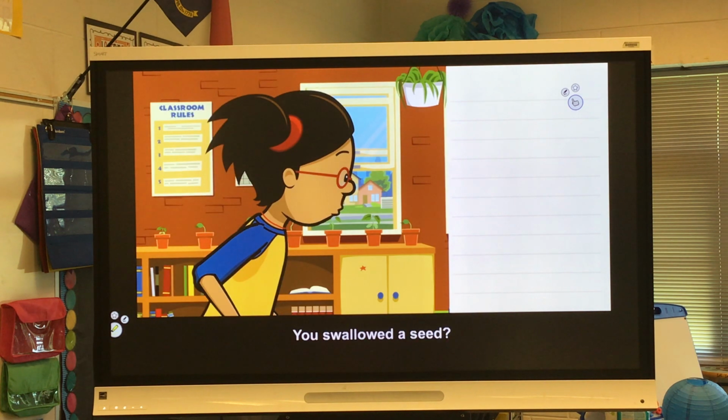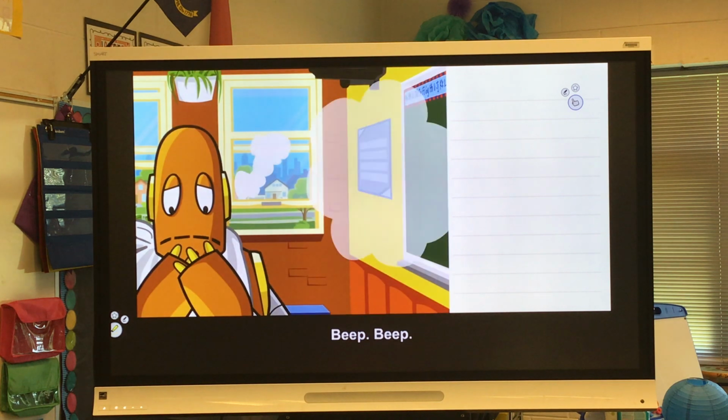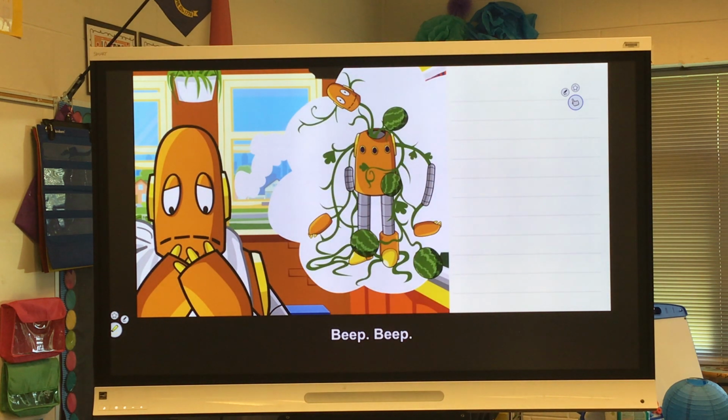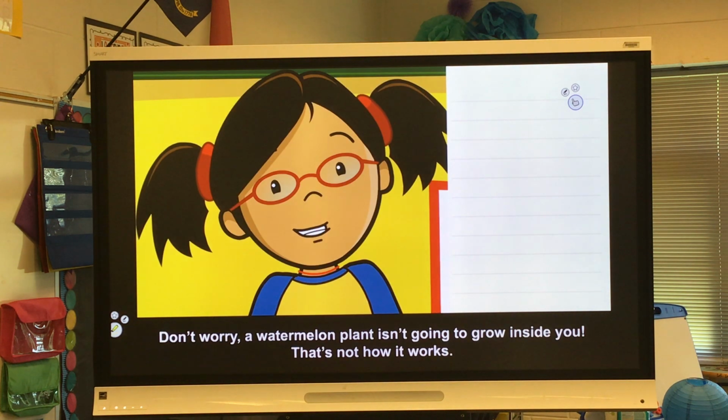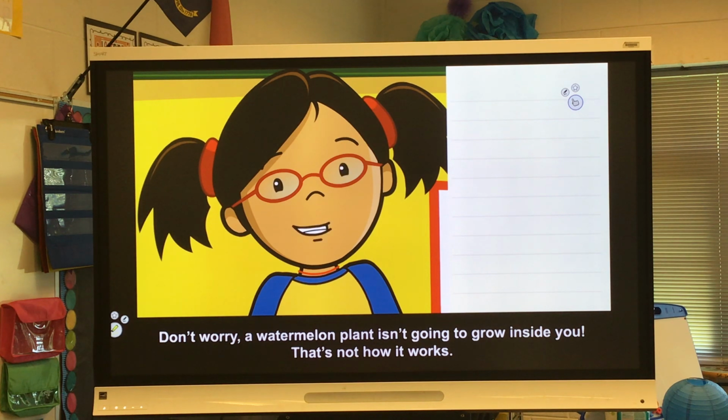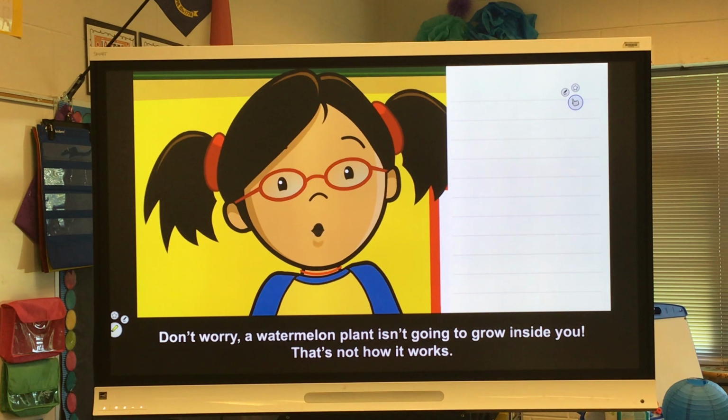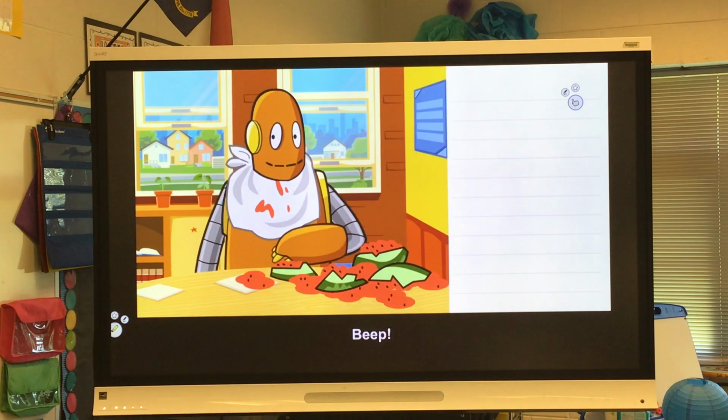You swallowed a seed? Don't worry, a watermelon plant isn't going to grow inside you. That's not how it works.